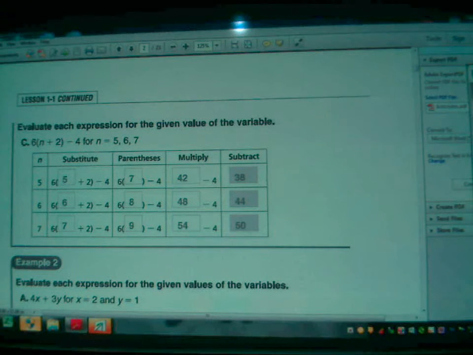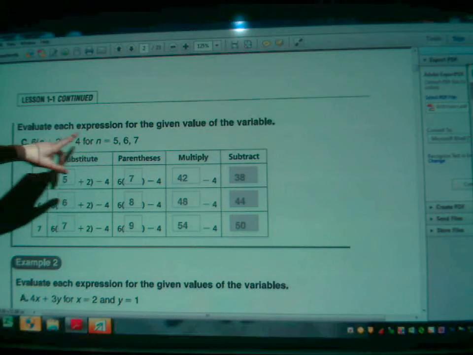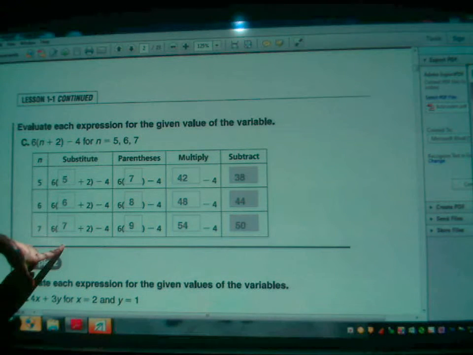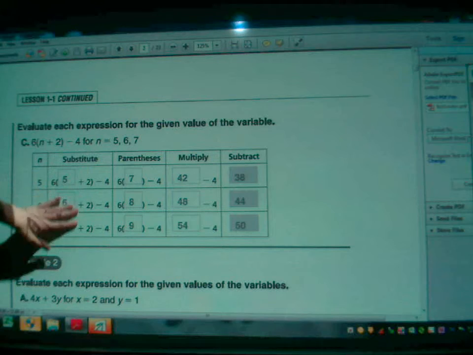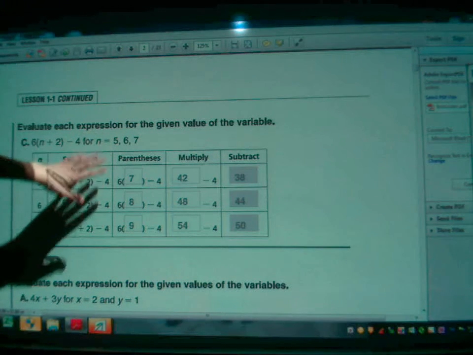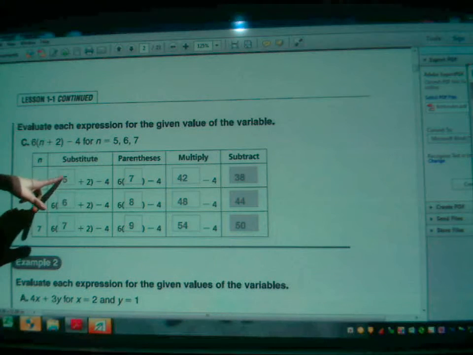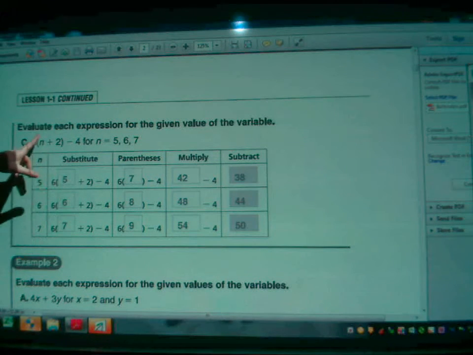Okay, so the first thing we're going to do is we're going to change n into each one of these numbers that they're giving you here, which is what you can see they've done in this first row. As you can see, they're doing this with the table method, not that it necessarily needs to, it's just kind of a nice organizer. So they changed n into 5, and then the second one n into 6, and then the last one n into 7.